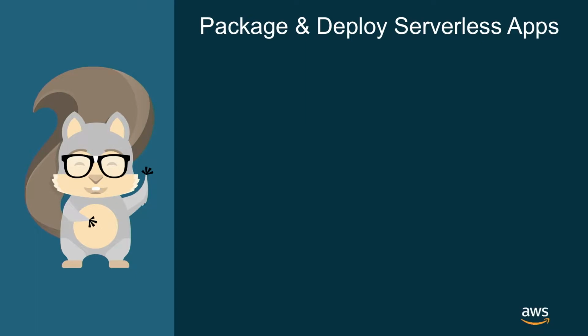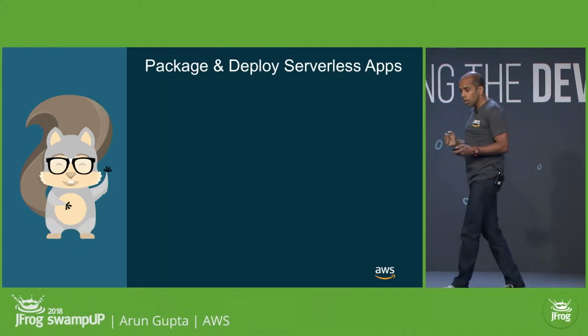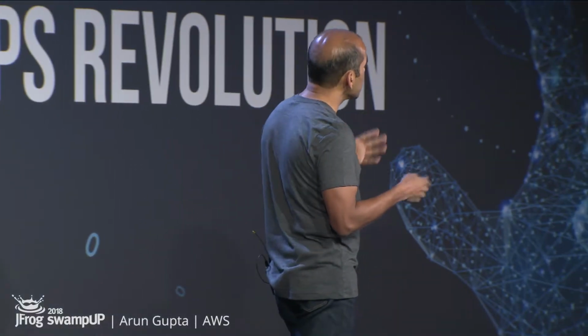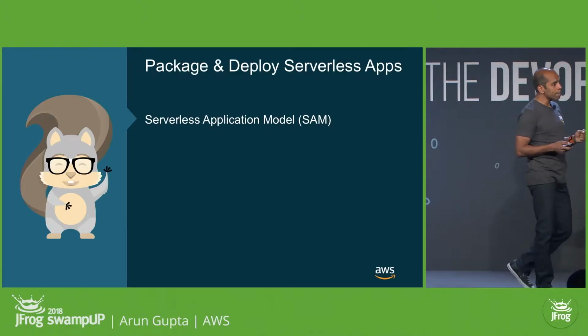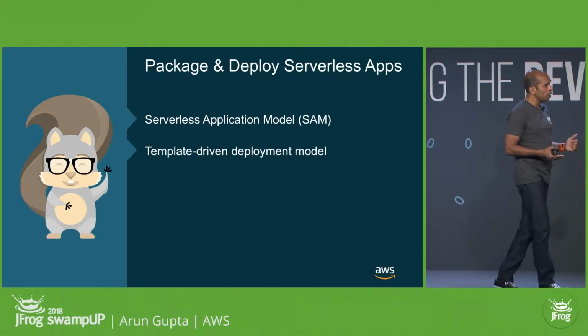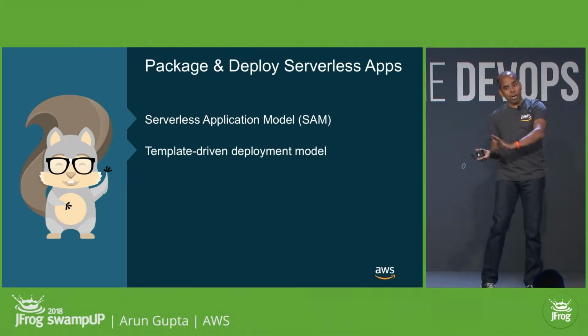Now, let's take a look at how I can package and deploy my serverless applications. We believe community is an incredible driver of innovation, so we have created an open source specification, which we call the Serverless Application Model. It is an open specification. It's basically a YAML file, and in that YAML file, you can define what your application is going to look like. It's a very template-driven deployment model, built on top of CloudFormation.